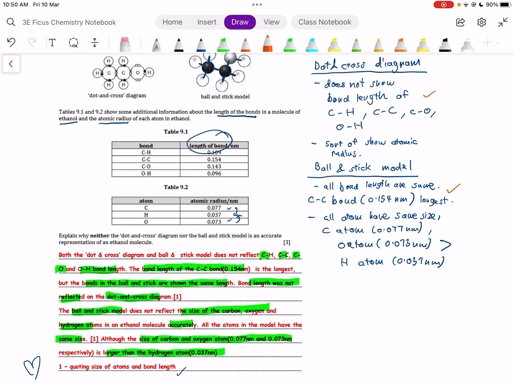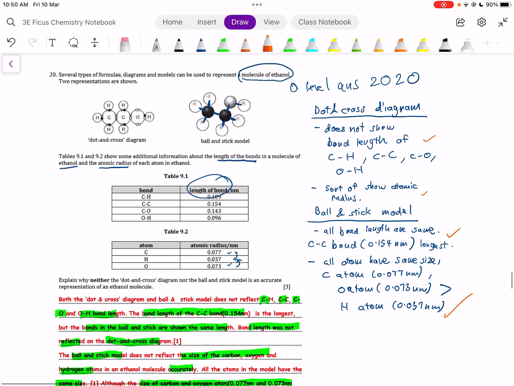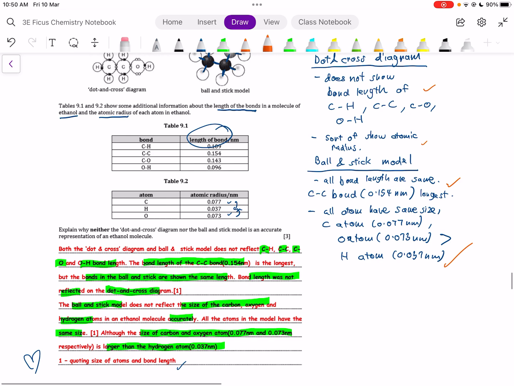By doing this, for this one I never say anything because it sort of shows it. This one is the one I emphasize more. In the ball and stick models, all the atoms have the same size, but in fact not. Your carbon and oxygen are actually larger than your hydrogen atom, but it's not shown in this ball and stick model.